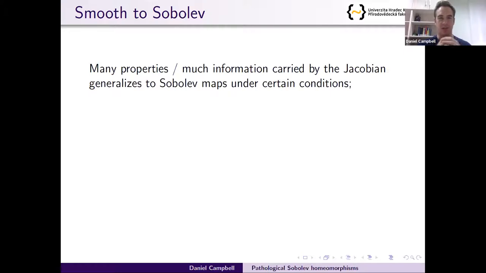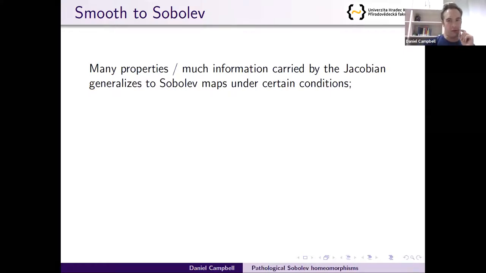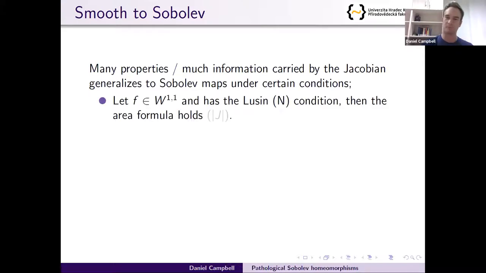So just skipping back for a second to talk about this Jacobian, right? A lot of the information which the Jacobian brings to smooth maps can also be generalized to Sobolev maps, right? So when we have a smooth change of variables formula, we can have an area formula, right? Given that we've got W^{1,n} and the Lusin N condition. However, the Jacobian term there is in absolute value.